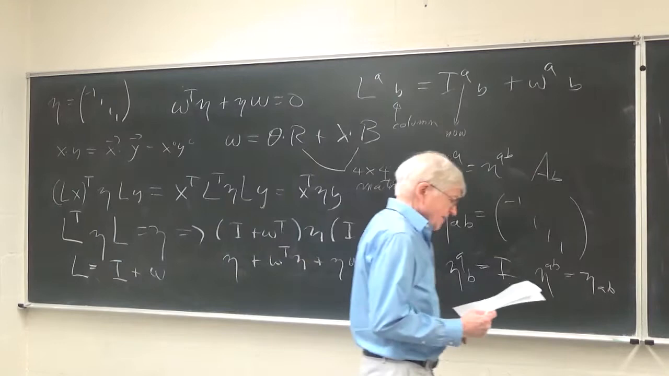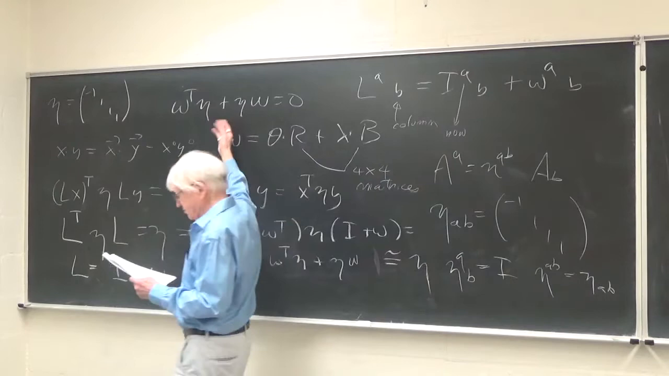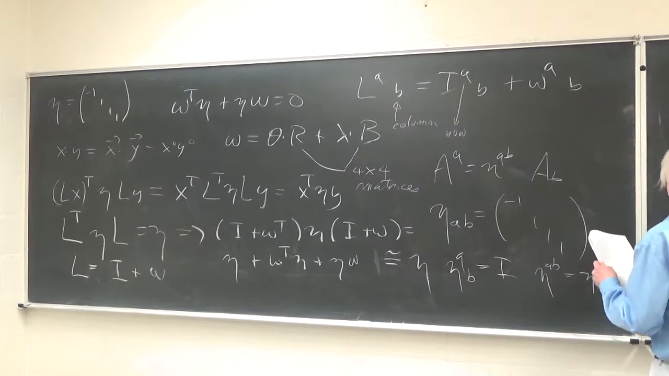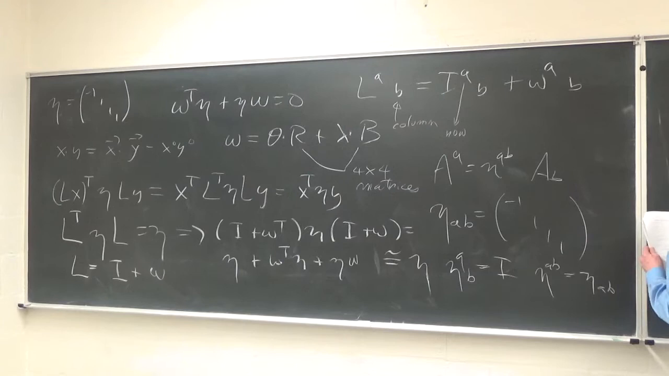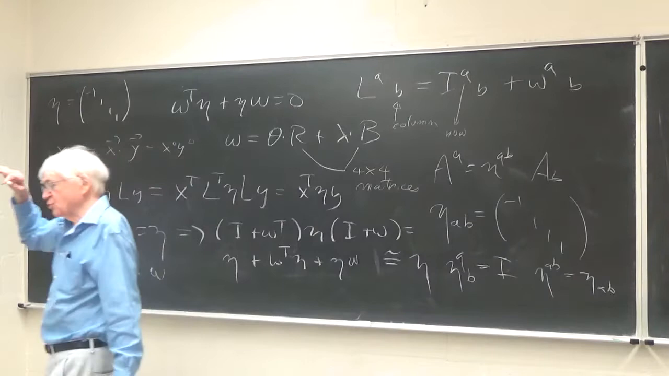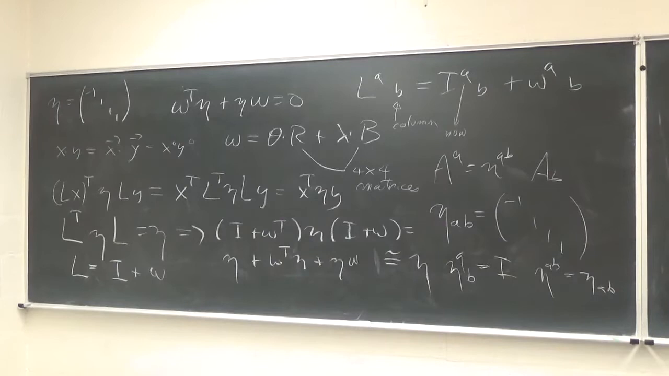So what do these equations look like? Well, in component notation, they become rather long-winded. It's omega transpose ab is omega ba. So transposition means that you interchange rows and columns, but you don't change whether a thing is an upper or a lower index. And so we want this to be minus eta omega eta ba. Let's see, I skipped a step here.